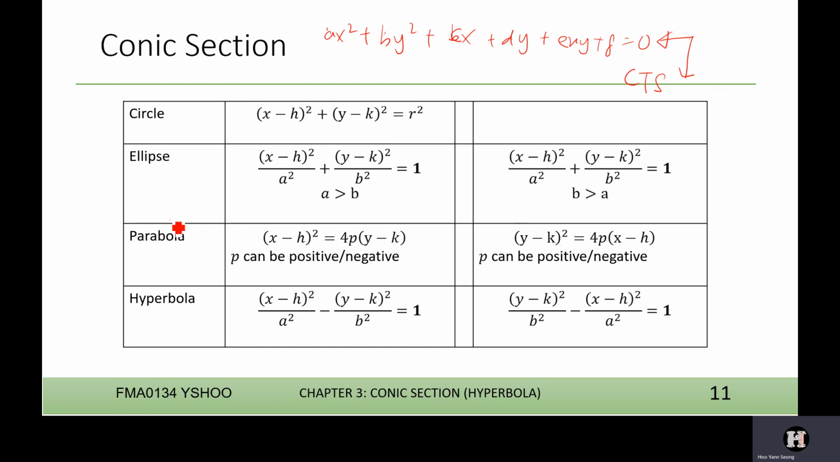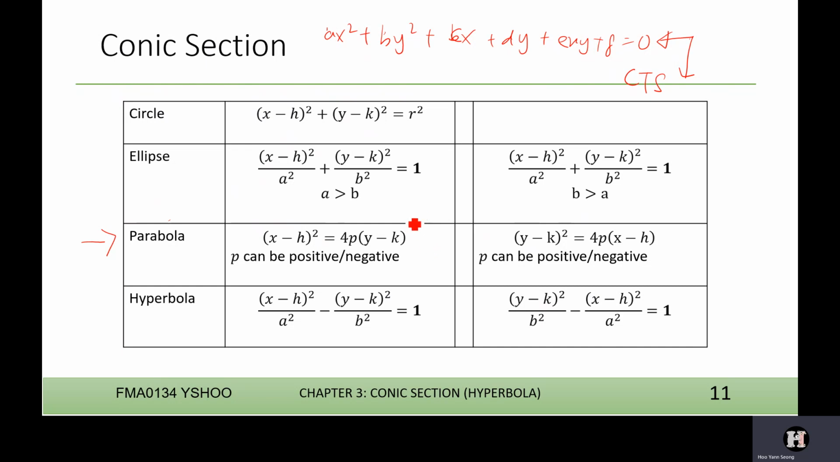The first one I want to highlight is the parabola. I introduce it first because only the parabola has one squared term. All the others consist of both x squared and y squared, but the parabola is either y equals x squared or x equals y squared. So if your general equation doesn't have a y squared or an x squared, you can roughly guess it is a parabola.